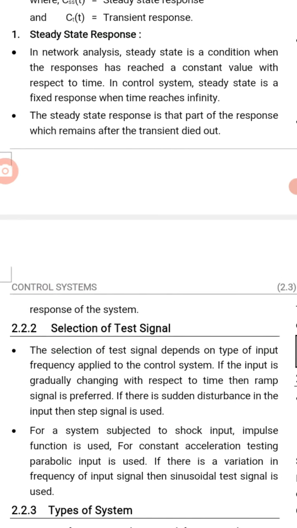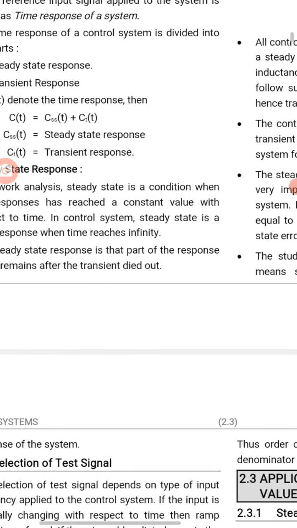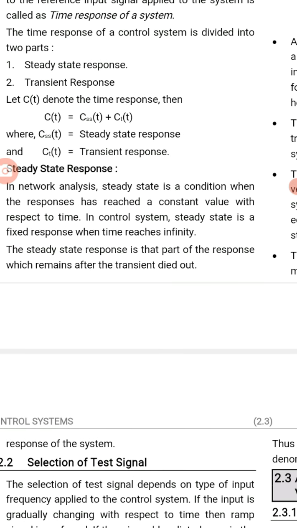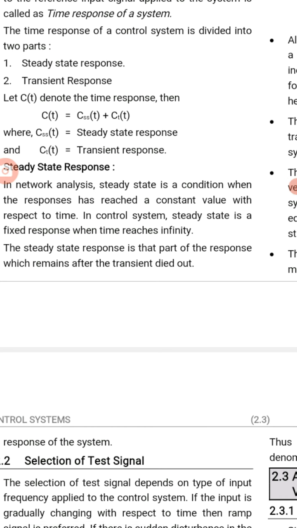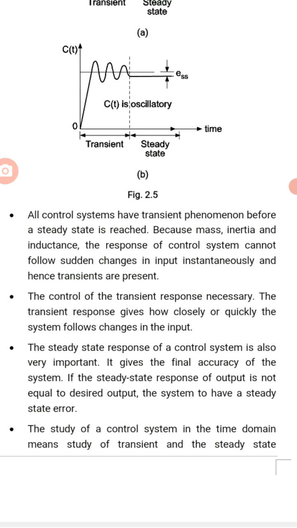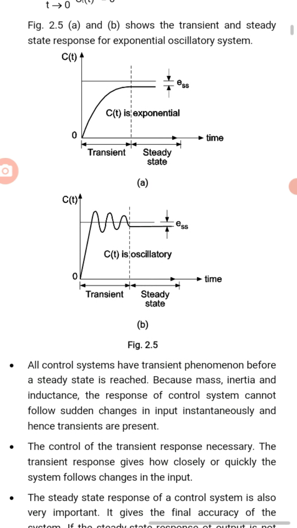Now simply I will read. In network analysis, steady state is a condition when the response has reached a constant value with respect to time. In control systems, steady state is a fixed response when time reaches infinity. The steady state response is that part of the response which remains after the transients die out.